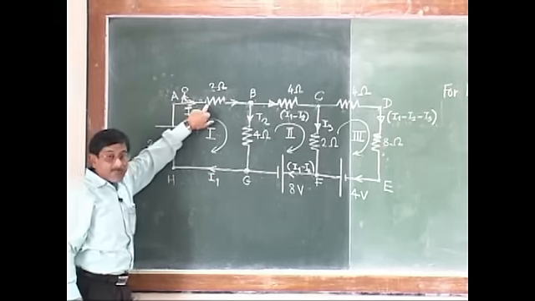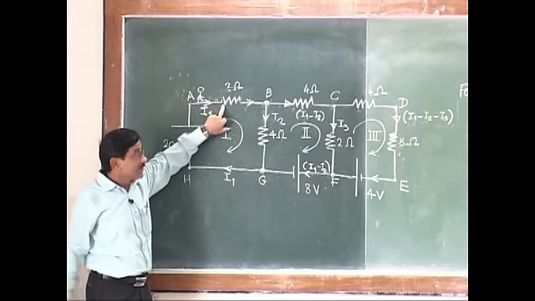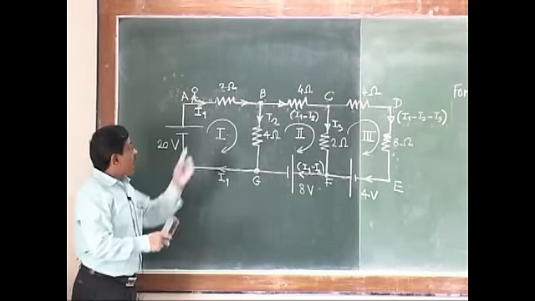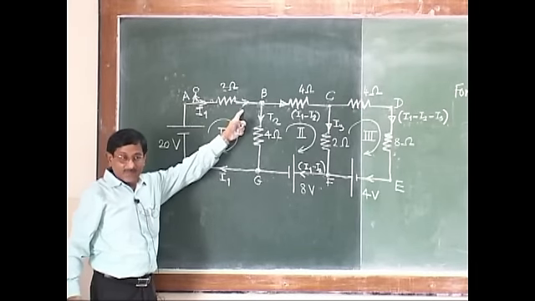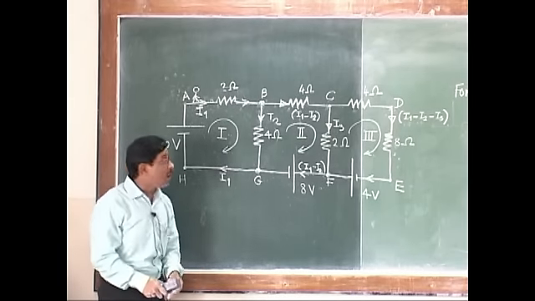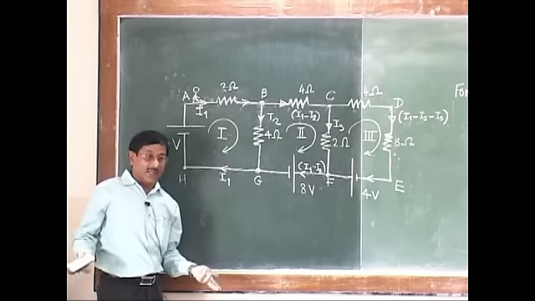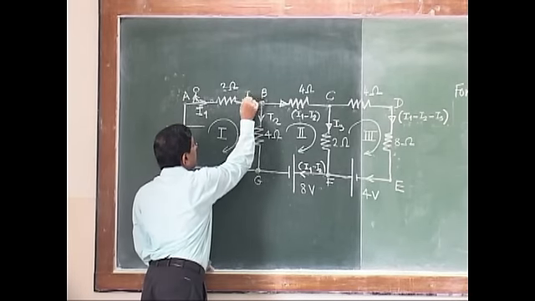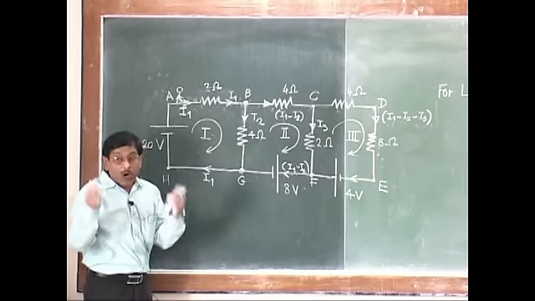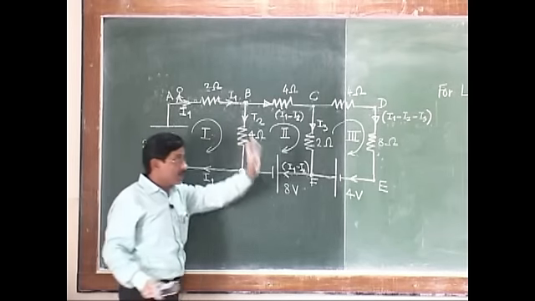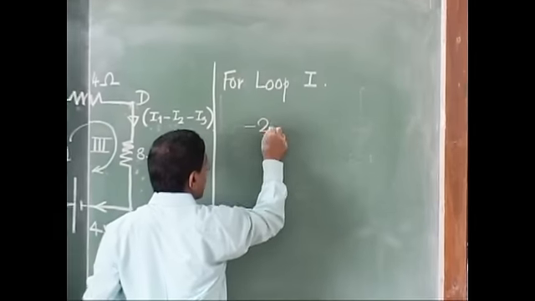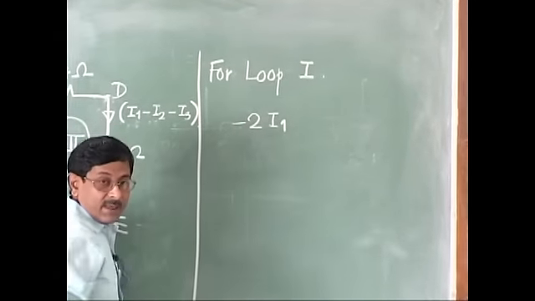Now when I walk here, I come across a resistance. I have to cross it. Now what is the current direction? It is like this. My direction of walking is the same as the direction of current, so voltage will drop. By what amount will it drop? Current times resistance is the voltage. Current is I1, resistance is 2 ohm. So what is the voltage drop? 2 times I1. So I will write minus 2 times I1, with a minus sign because it is a drop.